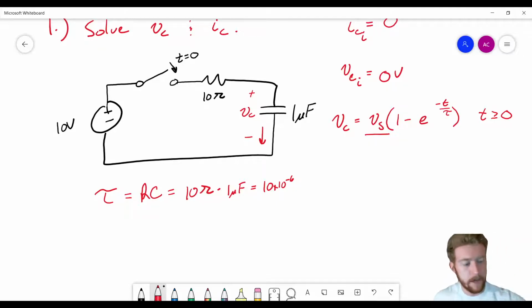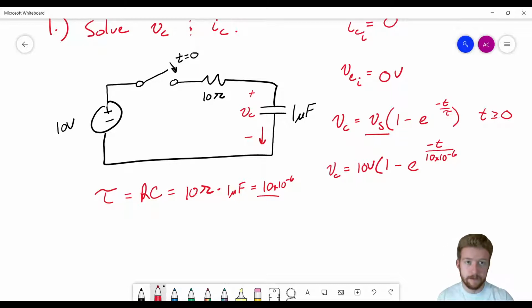I've got my calculator, because for some of these we're going to be needing a calculator, but this is our tau in this case. So now we can plug in all the values we have. VC is equal to Vs, which is 10 volts, open parentheses, 1 minus e to the negative t, and then for tau we're going to put 10 times 10 to the minus 6. That's for t greater than or equal to 0. And remember, before that switch closes, the voltage across that capacitor is just 0.